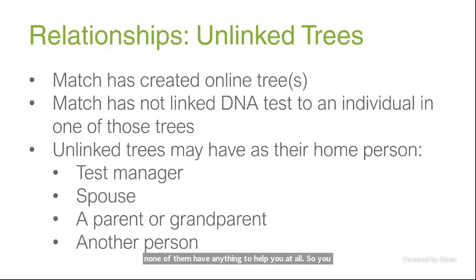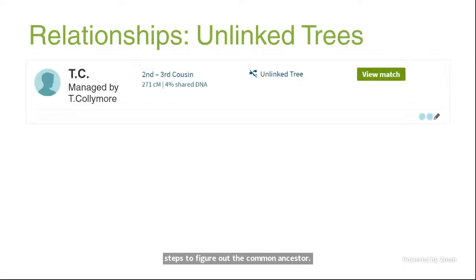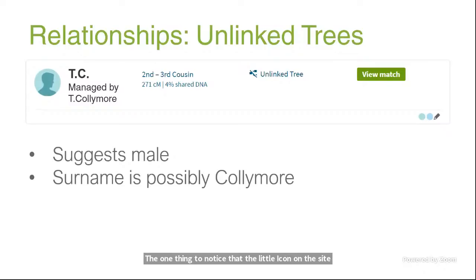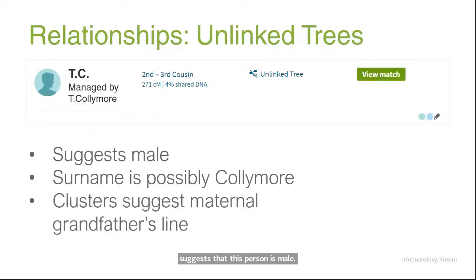But sometimes you can also get a little creative, and this is the case with anything. I just wanted to show you one where I actually had to take a few extra steps to figure out the common ancestor. So here's a match. Again, we've anonymized the data, but the match's initials were TC, and it was managed by a T. Collymore. It was managed by somebody else, but the surname is kind of unusual. The one thing to note is that the little icon on the side suggests that this person is male, and that possibly for TC the surname is Collymore. And then based on the clusters over on the side, this is suggesting it's a maternal grandfather's line.